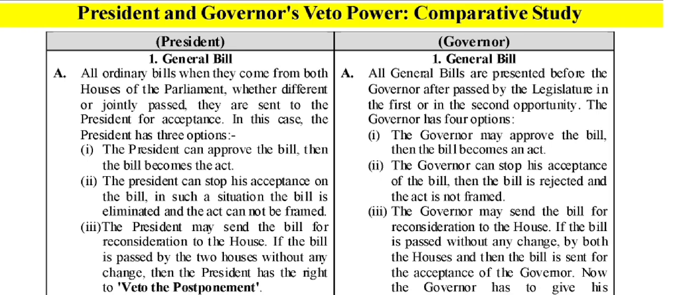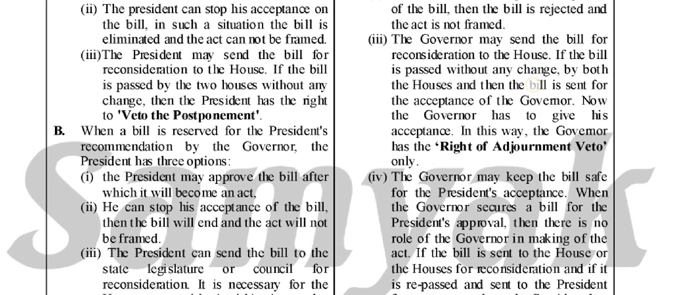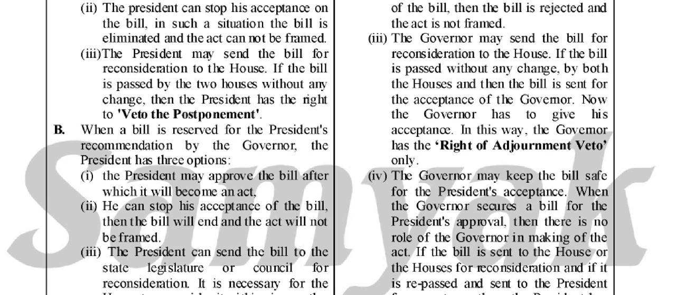Governor, general bill. All general bills are presented before the governor after being passed by the legislature in the first or in the second opportunity. The governor has four options. The governor may approve the bill, then the bill becomes an act. The governor can withhold his acceptance of the bill, then the bill is rejected and the act is not framed. The governor may send the bill for reconsideration to the house. If the bill is passed without any change by both houses and then sent for the acceptance of the governor, now the governor has to give his acceptance. In this way, the governor has the right of suspensive veto only.